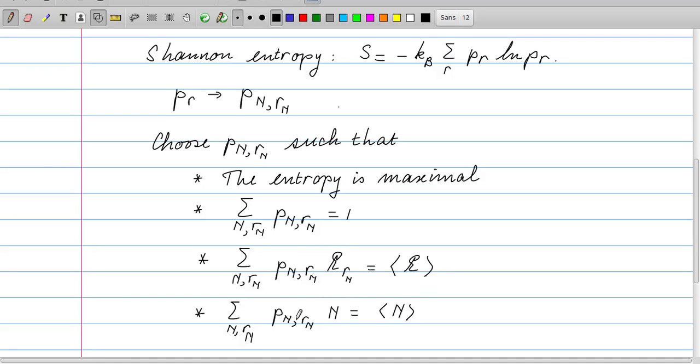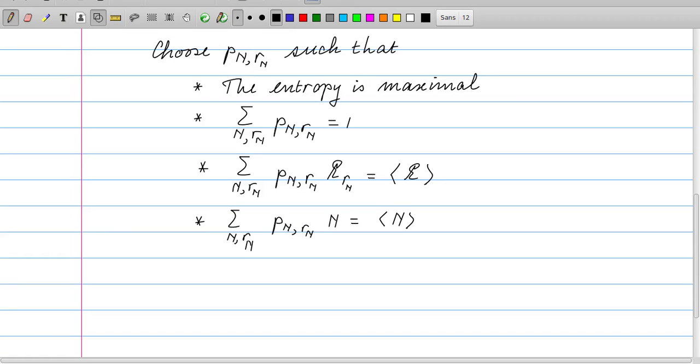And then we will find p's, and the p's will involve several constants. There will be a constant controlling the energy, and as you may already expect, that is the temperature. And there will be another constant which controls the number of particles, and that will be the chemical potential. The technique for finding the maximum of the entropy subject to certain constraints, which are listed here, 1, 2, 3, is well known. We use Lagrange multipliers.